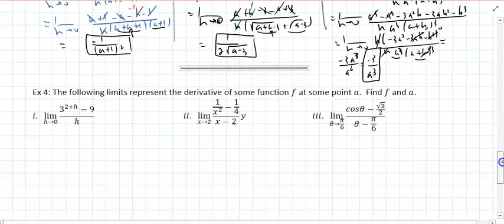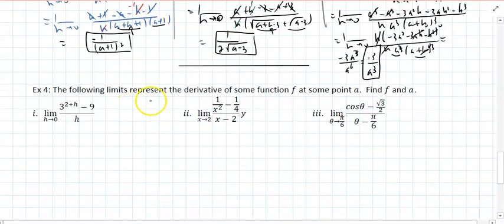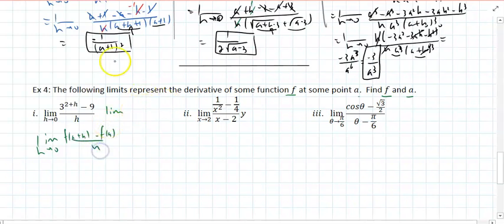Now, they say the following limits represent the derivative of some function f and a. Find them. They're not saying find the derivative, they're saying find f and find a. So if I compare that with the limit as h approaches 0, f of a plus h minus f of a over h. Well, notice, this part is right there, it's matching. The negative is right there, and this is matching. So, f of a plus h and f of a.